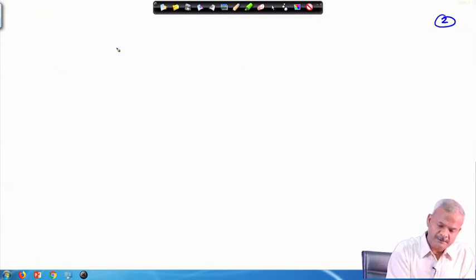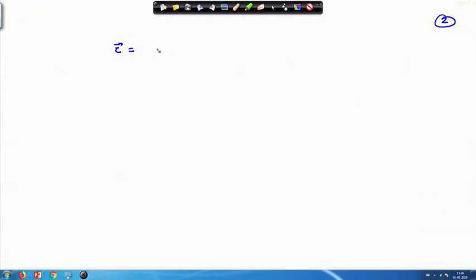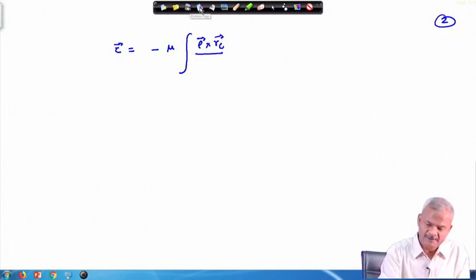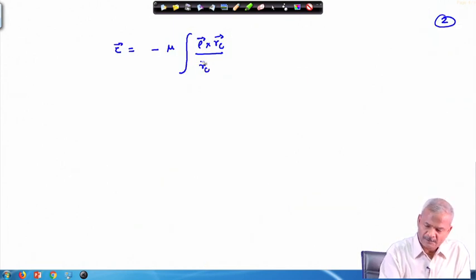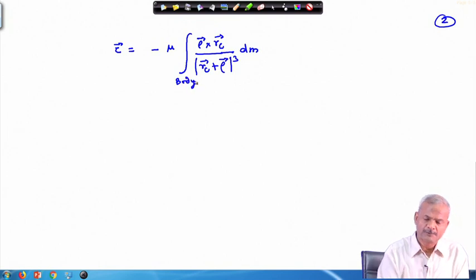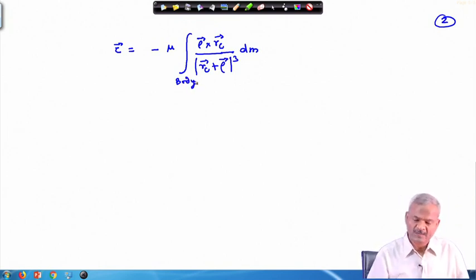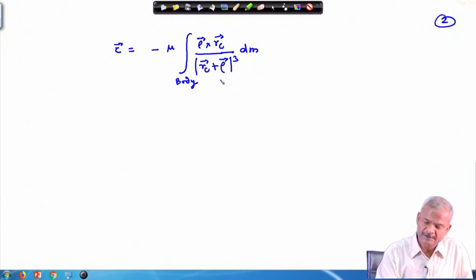So, we have here tau equal to minus mu times rho cross R c divided by, this is the place where most often we make the mistake, copying from one page to another page. So, this is mu rho cross R c over the whole body, we have to integrate it. Okay. So, first of all we will determine this factor.